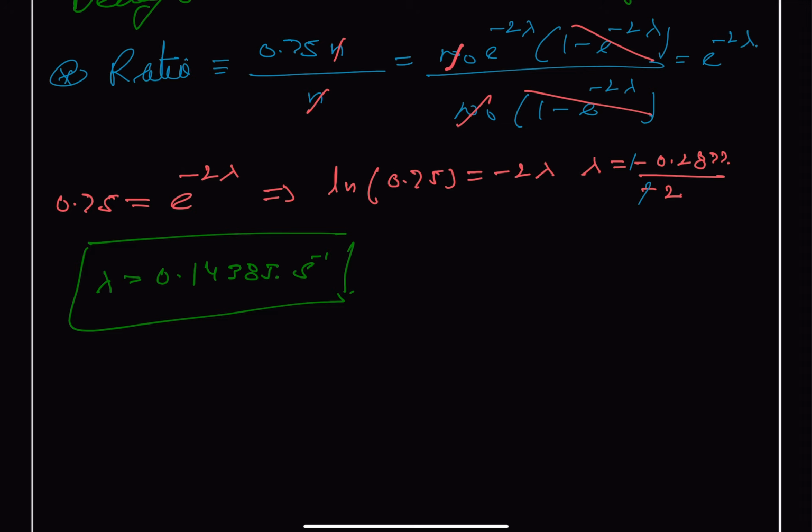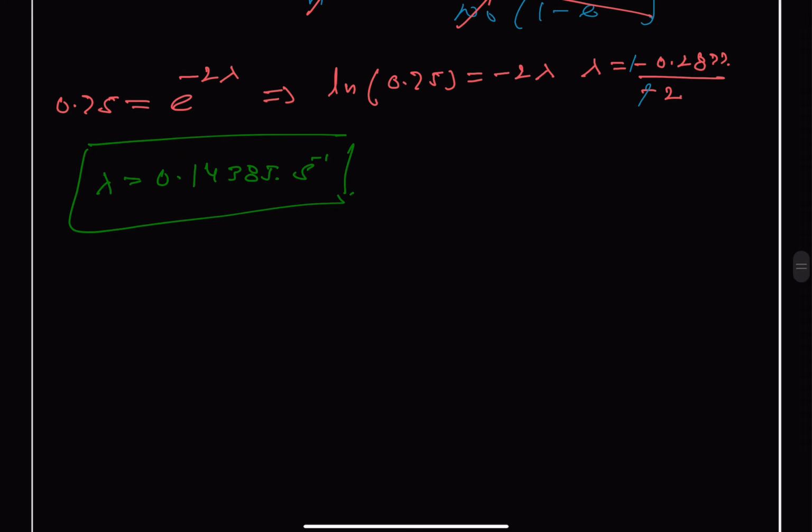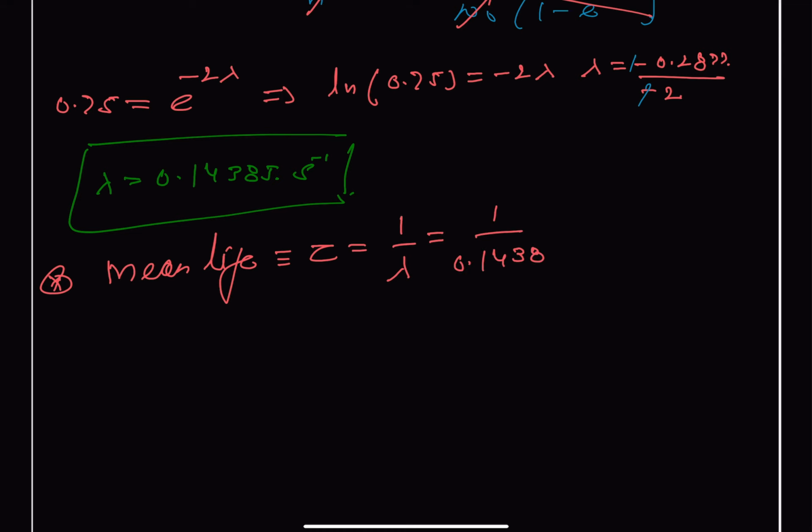And now the mean life formula. So we can say the mean life, that is tau, is equal to 1 upon lambda, giving us 1 upon 0.14385, which is approximately equal to 6.95 seconds.